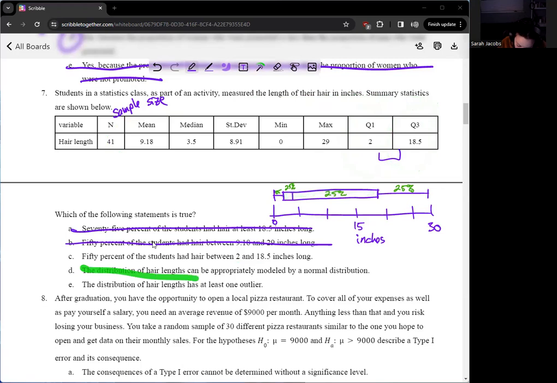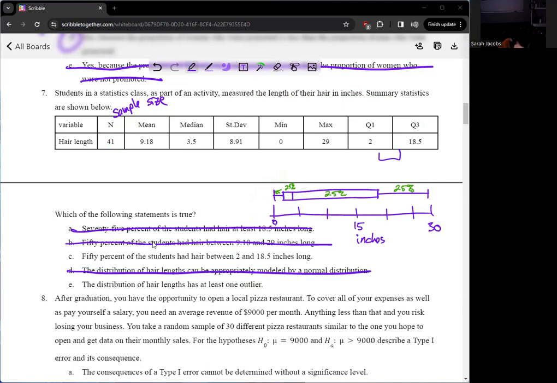The distribution of hair lengths can be appropriately modeled by a normal distribution. Nope. It's very skewed. So the median's not in the middle, the box isn't symmetrical. The distribution of hair lengths has at least one outlier. Well, we would have to check the maximum and the minimum. Those would be the only ones we could check. It's probably not the minimum since that's so close to the median and pretty close to the mean. But let's check for the outlier just for the practice.